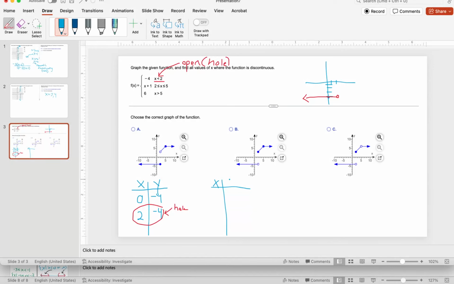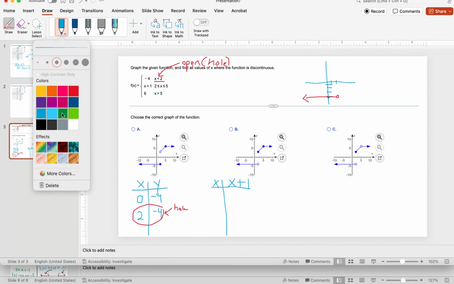Okay, so we got x and x plus 1. I'm going to do this one in a different color. And this one's going from 2 to 5. Now, what is x plus 1? Is that a straight line? Is it a curve? What is that? You're not sure? Yeah, so it's a straight line. So we have a power of 1 on the x. It's going to be a straight line.